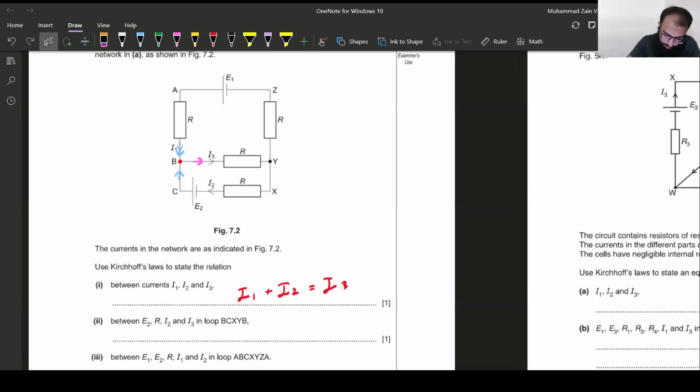BCXYB, meaning they're asking me to observe this loop and tell them about these relationships and how these relationships would vary. Okay, so my loop is identified. The next thing I need to do is identify a sign for the loop. Mostly we just do a counterclockwise sign.